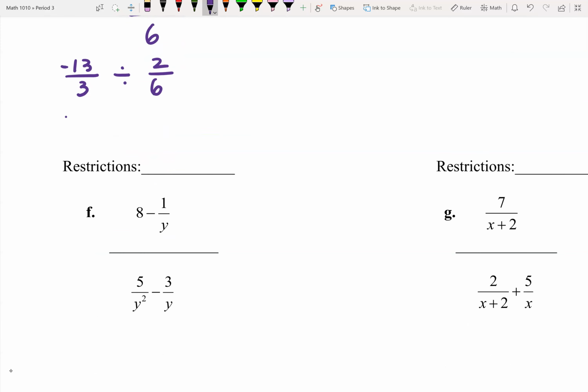Now, the negative 13 over 3 does not change. The division becomes a multiplication. You guys, what could I have done to my 2/6? Reduced it to 1/3. So when I flip it, it would be 3 over 1, right? So I'm going to take both those steps in one. Should I now multiply the tops together and then the bottoms together? This is a common error. Should I now do that? No. What do we do? Cancel. So the 3's are going to cancel. And my answer is negative 13 over 1, which is negative 13.